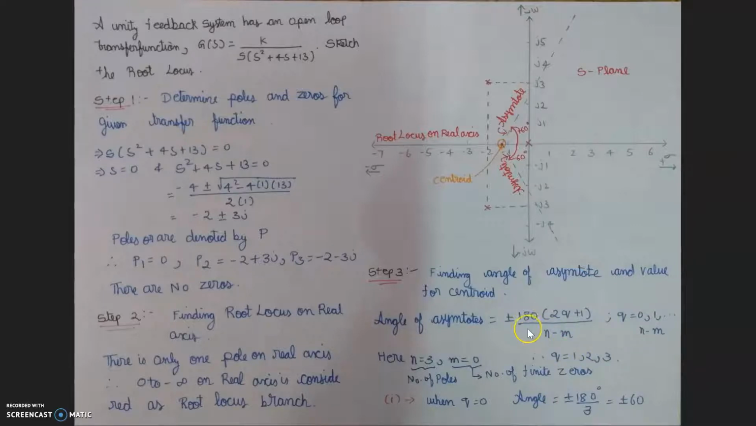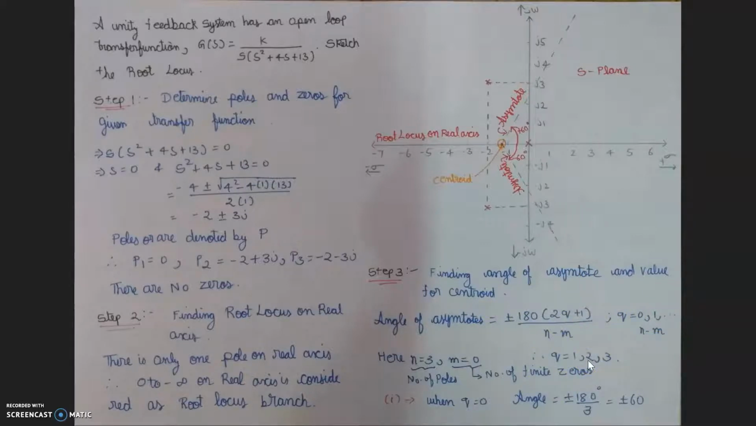The angle of the asymptote has a formula: plus or minus 180 into 2q plus 1 divided by n minus m, where n is the number of poles and m is the number of finite zeros. The number of zeros is 0, therefore m is equal to 0 and n is equal to 3, and q ranges up to n minus m, so 3 minus 0 is 3. We have to substitute the q value each and every time. For each q value we get an angle.